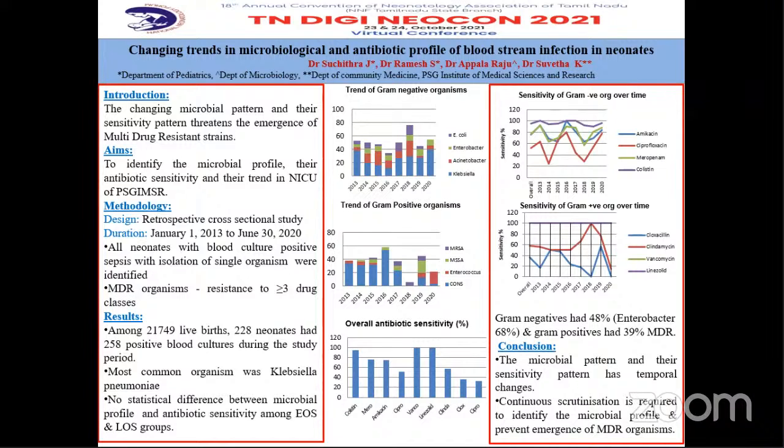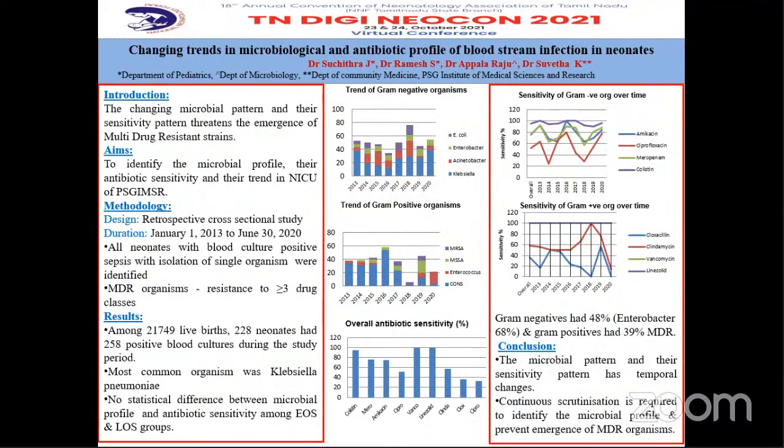All the units with blood culture positive sepsis with isolation of a single organism were identified. Coming to the results, among the 21,749 live births, 228 neonates had 258 positive blood cultures during the study period. The most common organism isolated was Klebsiella pneumoniae, followed by coagulase negative Staphylococcus and Acinetobacter. Though there was a difference in the microbial profile between the early onset and late onset sepsis groups, the difference was not statistically significant.